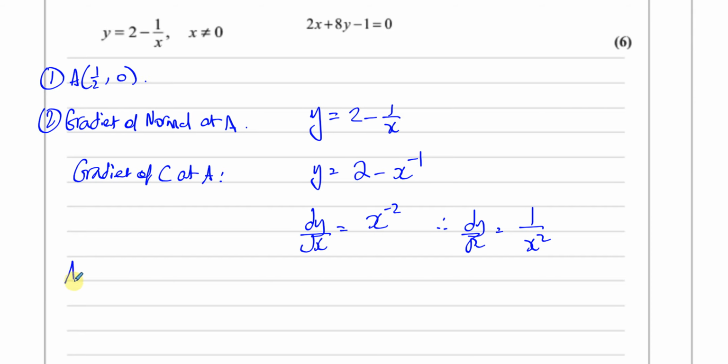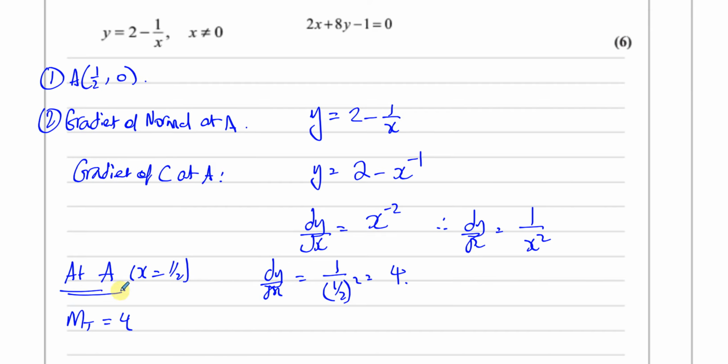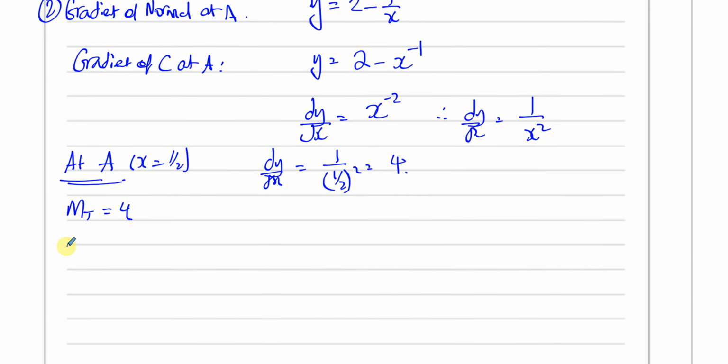So at A, we know that x is equal to a half, so we can say that dy/dx is equal to 1 over a half squared, which is 1 over a quarter, which is 4. So we know the gradient of the tangent is equal to 4 at A. Therefore the gradient of the normal is equal to the negative reciprocal. When you have two lines which are perpendicular, the gradients are negative reciprocals of each other. So this is like 4 over 1, so the negative reciprocal is minus 1 over 4.